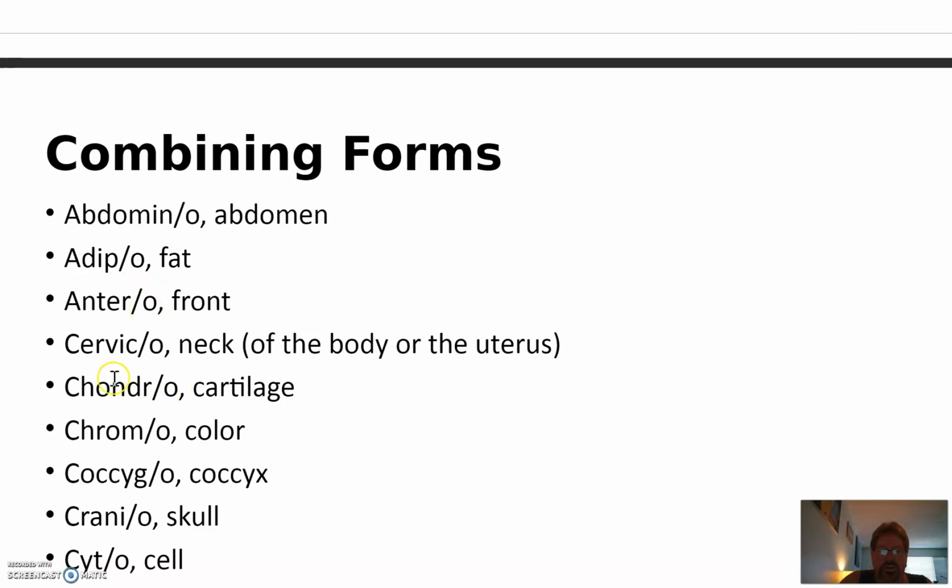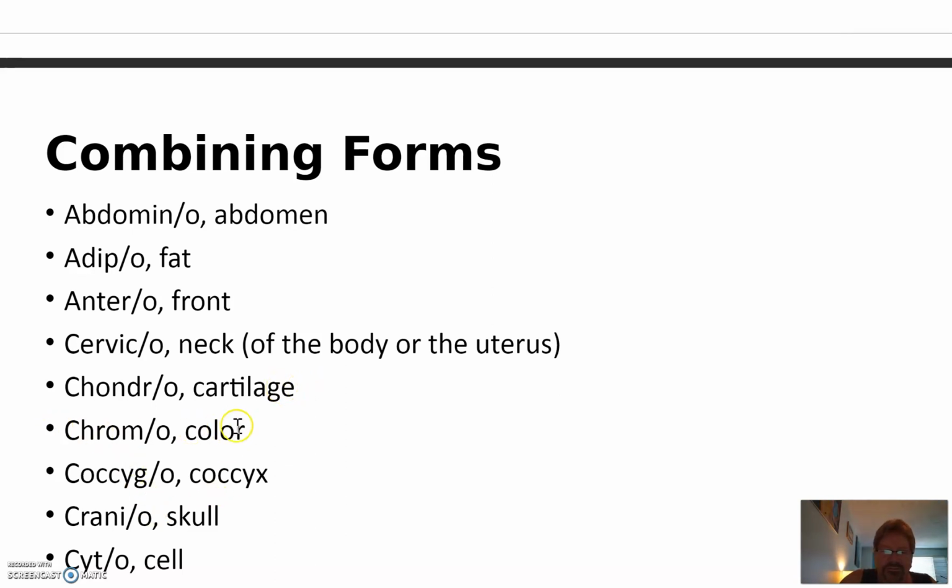Anterior means front. Cervical means neck, the neck of the body, like this neck. But it could also be the cervix, which is the neck of the uterus. Chondro is the root word for cartilage. Cartilage are like spacers in the body. Chondro is the root word for cartilage, very important.